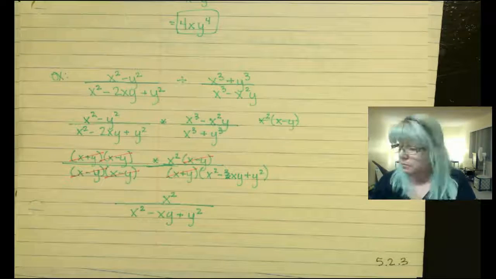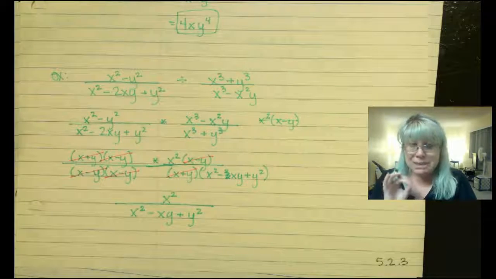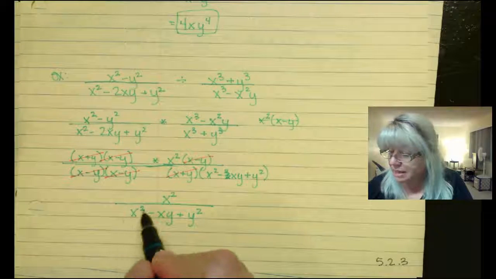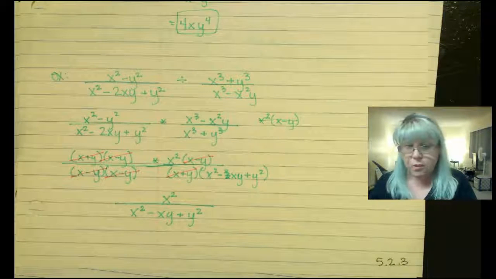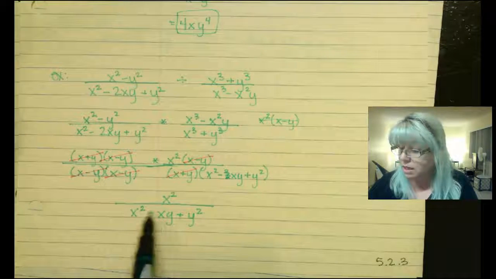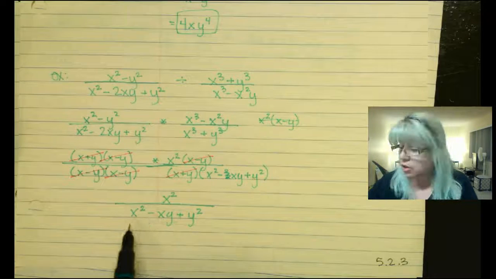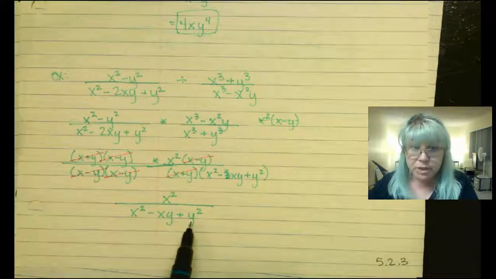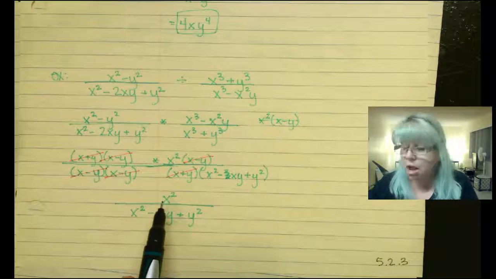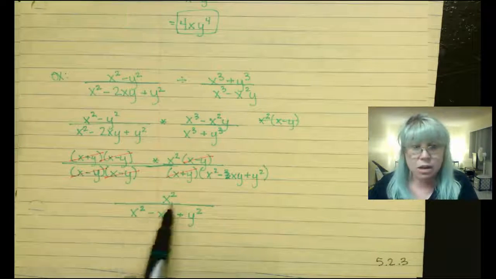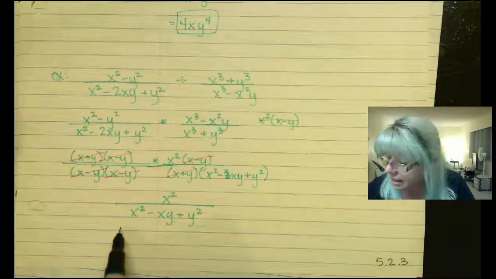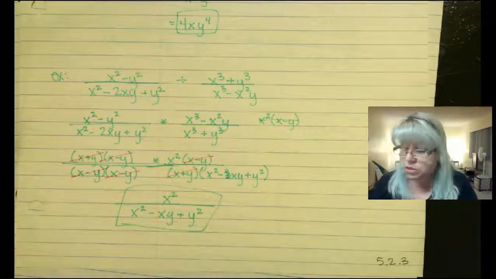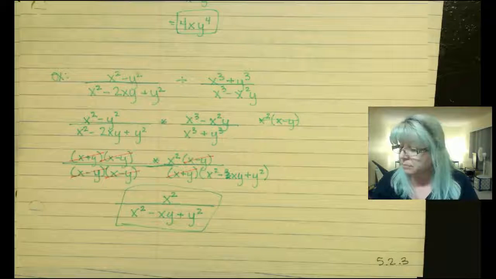Excuse me. Now, I know you might be tempted to reduce this x squared and the x squared, but keep in mind, I cannot do that. We cannot do that because we cannot cross the subtraction and addition. These are 3 terms in the bottom and 1 term on the top. I cannot cross this subtraction and addition. So that is my final answer. It is as reduced as I can get it.